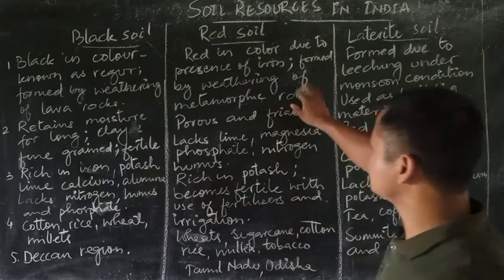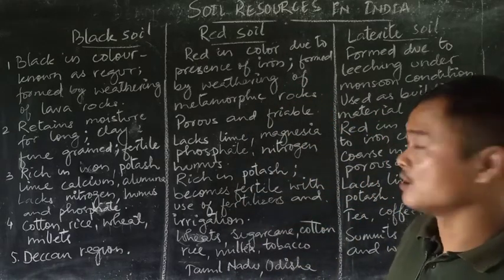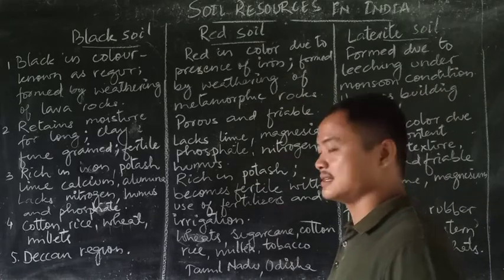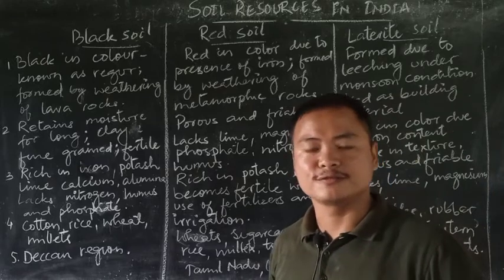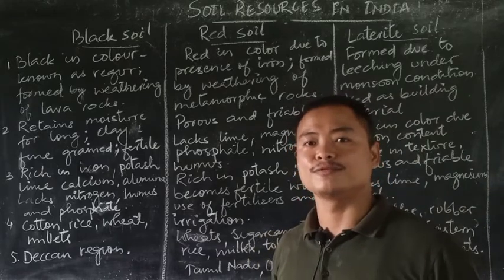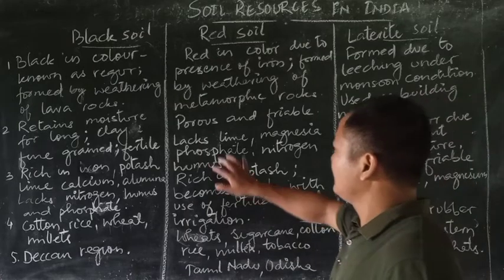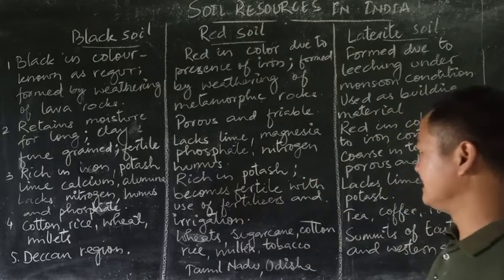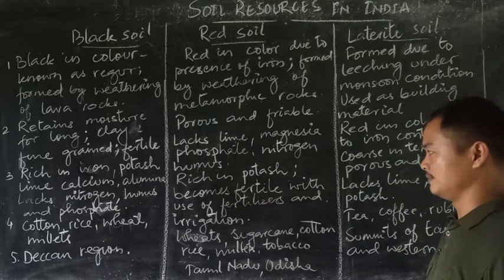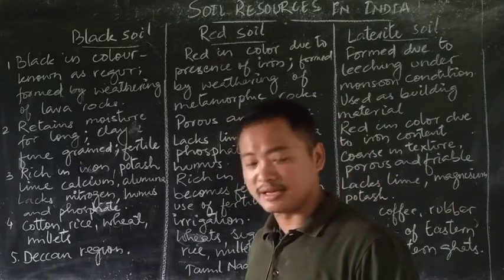Now the red soil, as the name itself says, is red in color because of the high presence of iron oxides. It is mostly formed by the weathering of crystalline rocks, which are metamorphosed forms of pre-existing rocks. They are porous and friable and lack lime, magnesium, phosphate, nitrogen and humus, but are rich in potash. This is its chemical composition.